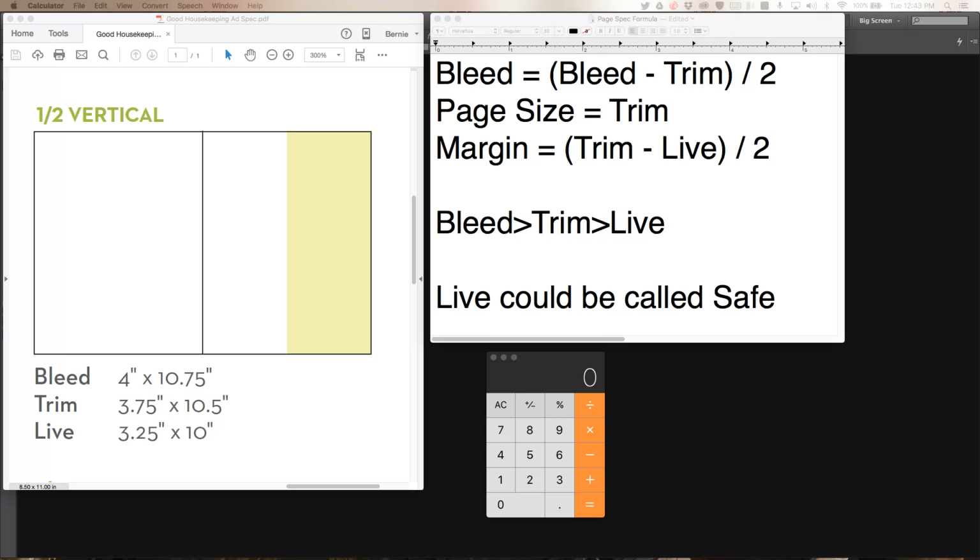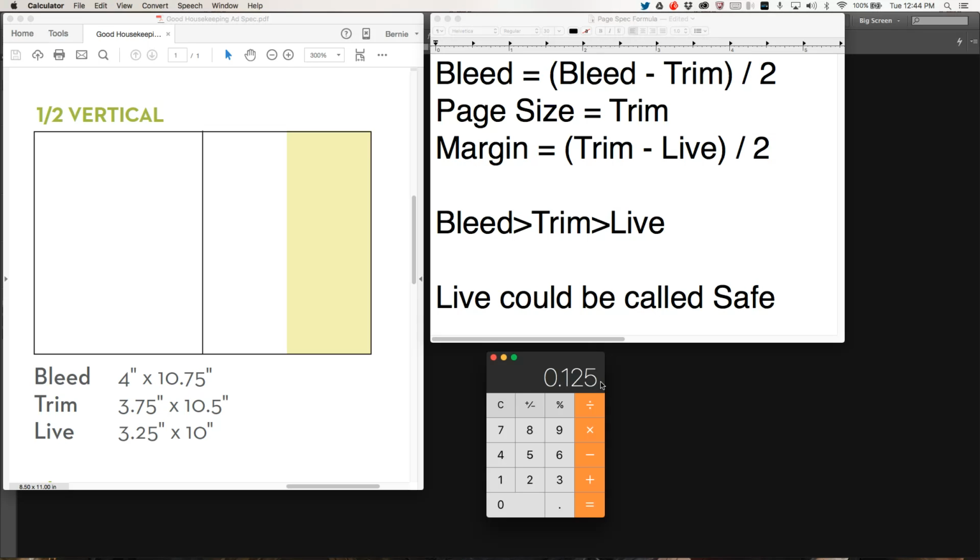And the reason we divide by 2 is that we have two sides of a paper. Now, you only have to do one side. So for this example, I'm just going to do the width. So we're going to enter into our calculator 4. We're going to subtract our 3.75, which gives us a 1/4 inch, 0.25. We're going to divide that by 2, which gives us 0.125 for the bleed. That bleed is 1/8 of an inch.